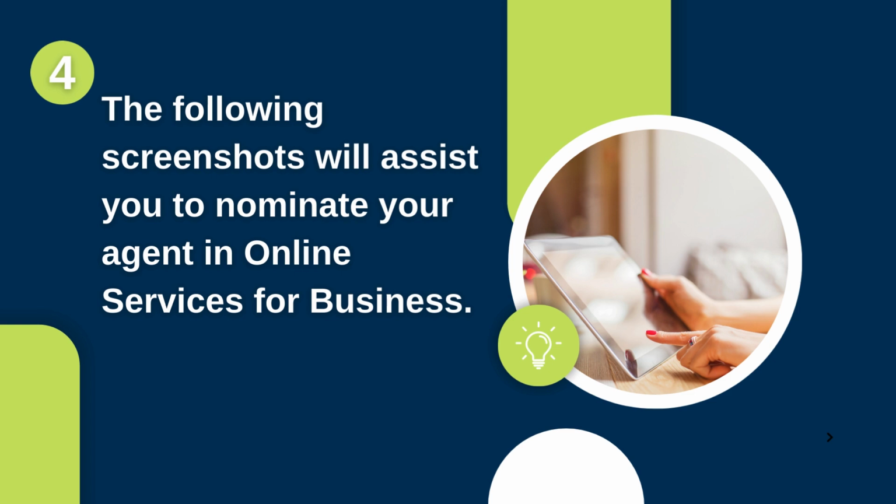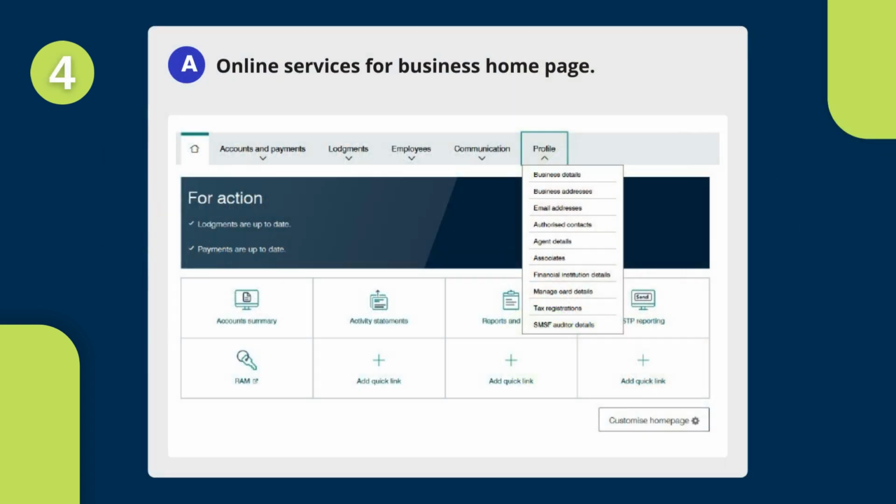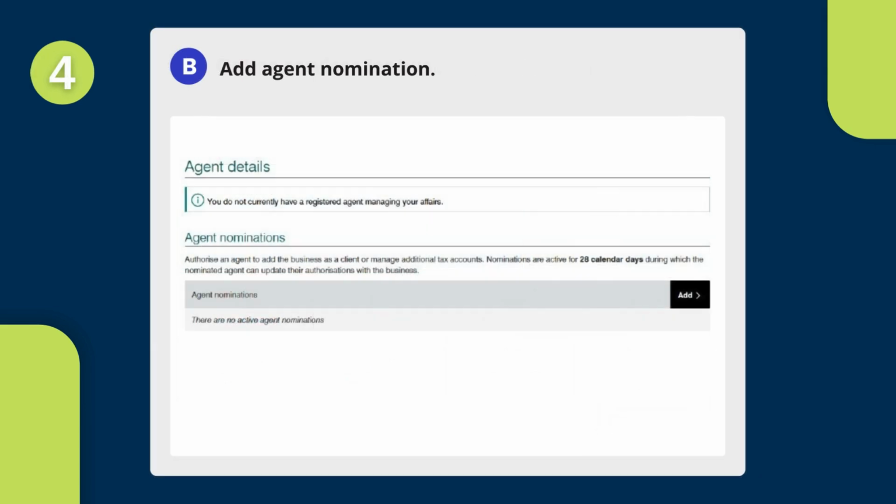4. Nominate your agent in online services for business. Ensure that your agent has provided you with their name or registered agent number. Once you are on the online services for business homepage, select Profile, then Agent Details. At the Agent Nominations feature, select Add.